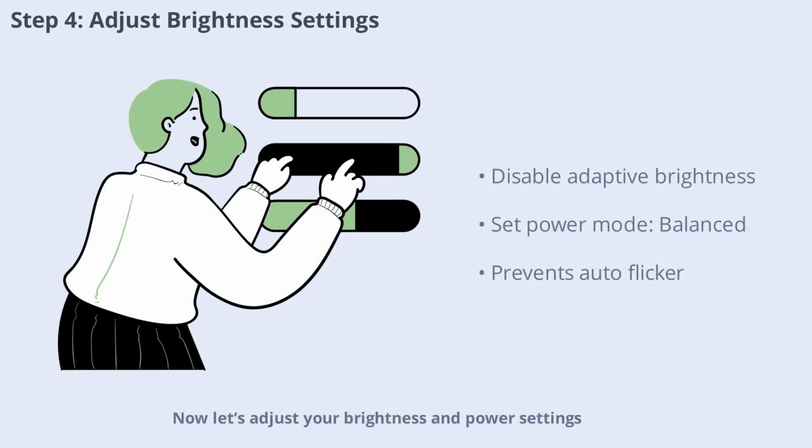Now let's adjust your brightness and power settings. Go to your laptop settings and disable adaptive brightness. Set your power mode to balanced instead of power saver. These changes can prevent the system from automatically altering your screen brightness, which sometimes causes flickering, especially on battery power.